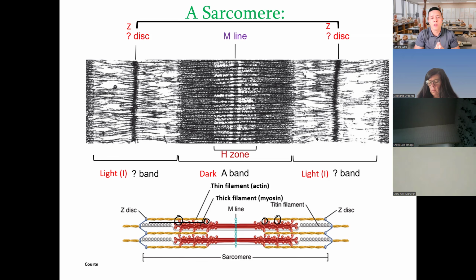Okay, this is what we call the sliding filament theory. And the sliding filament theory says that when a muscle contracts, it is due to the sliding of the thin filament over the thick, not the other way around. The thick filament stays in place, but the thin filament slides over it. So it is contraction, relaxation, contraction, relaxation.